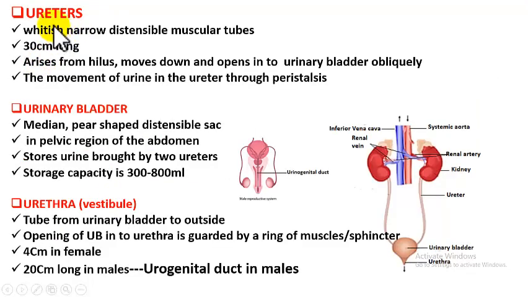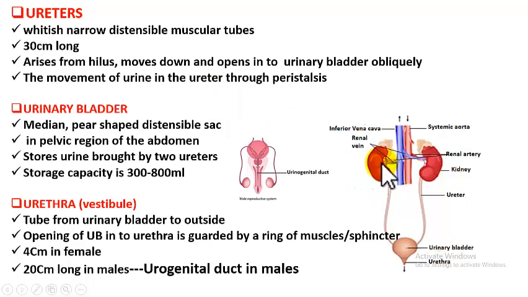Next is ureters. So what are ureters? These tubular pipes which are arising from the kidney going to the next part, the urinary bladder, are called ureters. They are whitish, narrow and distensible. Distensible means stretchable. Then muscular. Muscular means they are made up of muscular tissue or muscles. Understood? And how long are they? They are 30 centimeters long. And they arise from the hilus region. Hilus is the cavity in the concave surface, right?